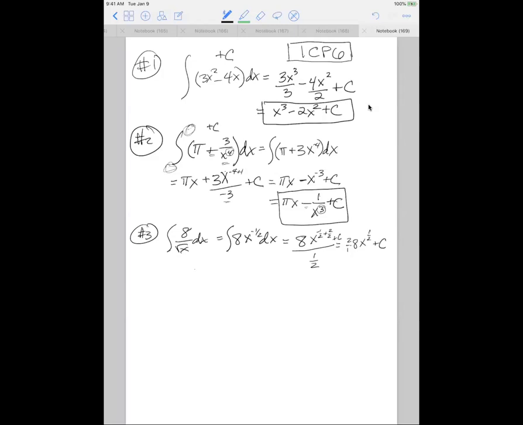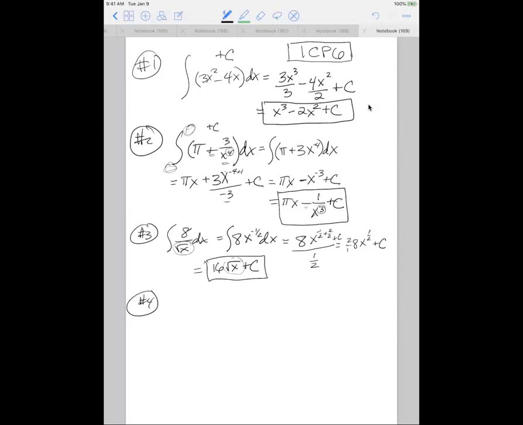So the final answer is going to be, we've got the 16, and the x to the 1/2 is up top now. So that is just going to be the square root of x plus c. Notice the square root started in the problem in the denominator, and we ended up with it in the numerator. Interesting. And the idea of having to multiply that 8 by 2. So the final answer is 16 square root of x plus c.